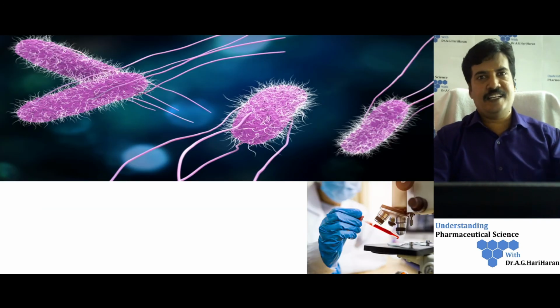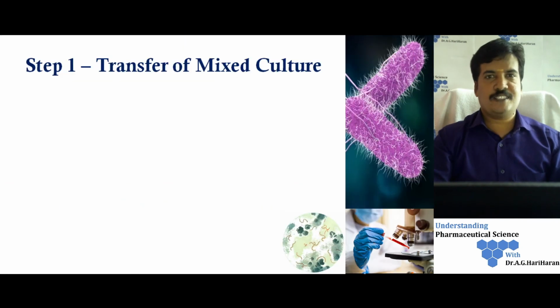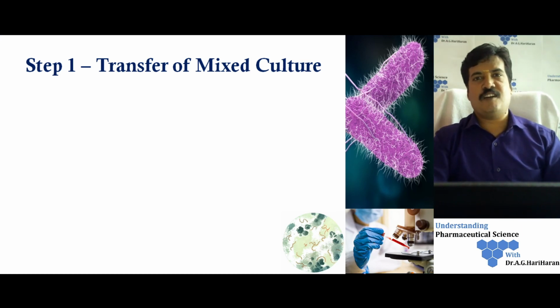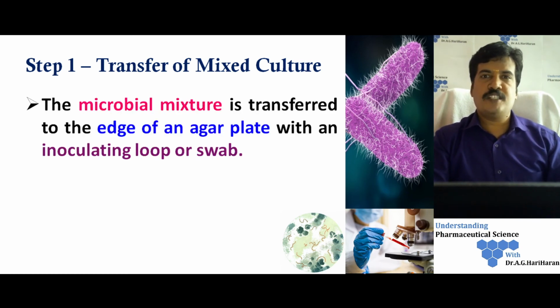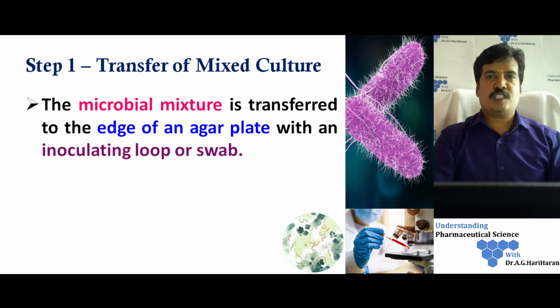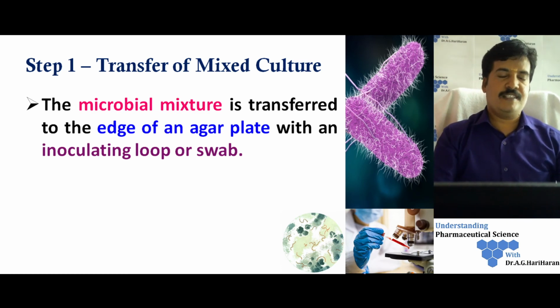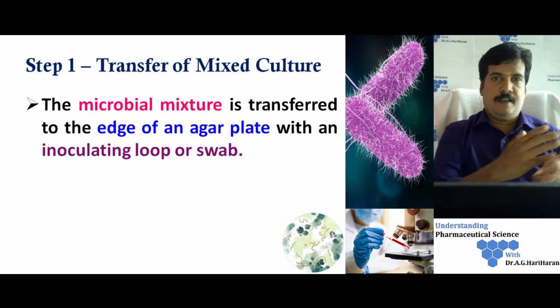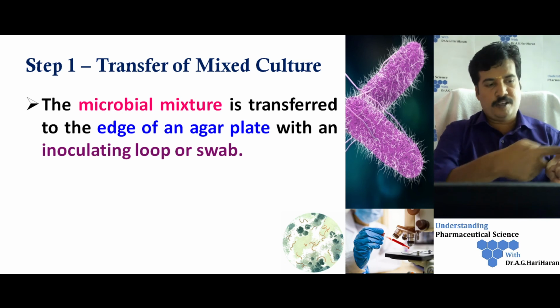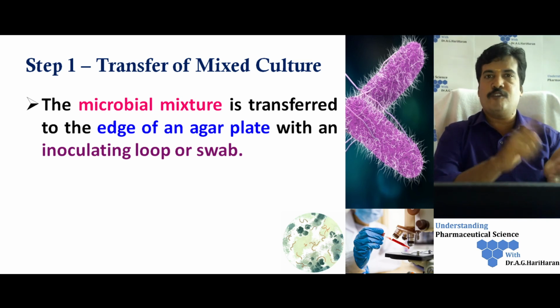And the third technique is the streak plate technique. The name itself tells us: streak means we are streaking the culture. The first step of this streak plate technique is transfer of the mixed cell culture sample to the edge of an agar plate. Before starting this, the Petri dish is divided into 4 sectors. You take the Petri dish, first draw a horizontal line, then draw a vertical line at the center, and we get 4 sectors.